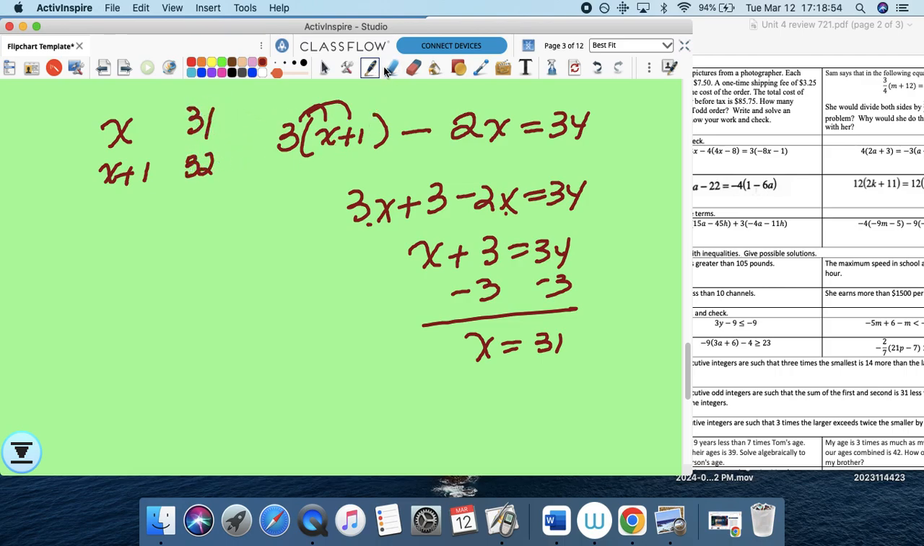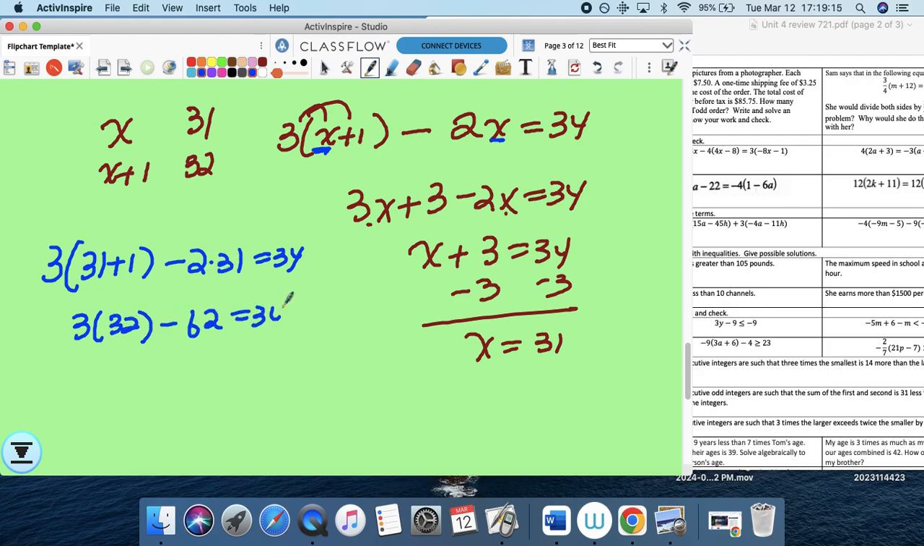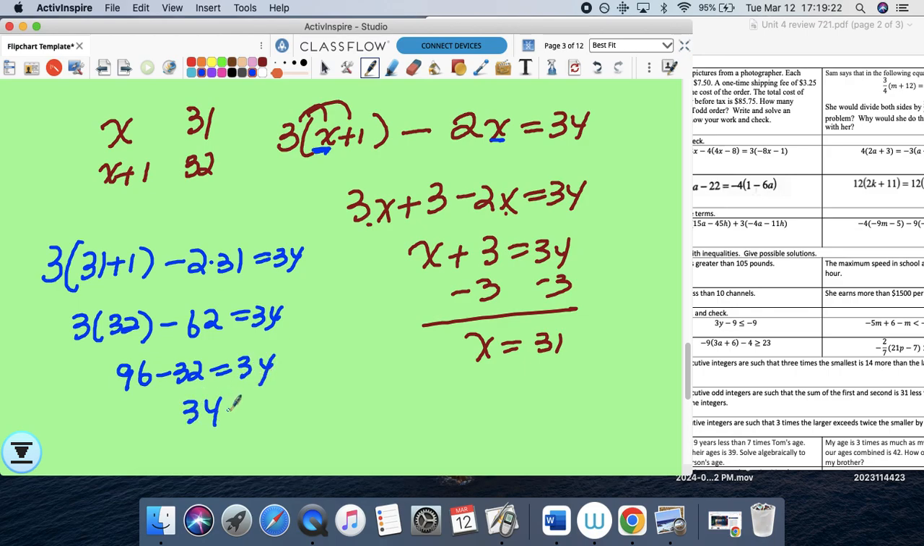And then I'm going to check, which I forgot to do on the prior problem. So I'm going to go 3 times 31 plus 1. I'm going to replace x with 31. Minus 2 times 31 equals 34. Let's see if that's true. 31 plus 1 is 32. 2 times 31 is 62. 3 times 32 is 96. Minus 62 is 34. And notice that we are in a good place. So my 2 consecutive integers are 31 and 32.